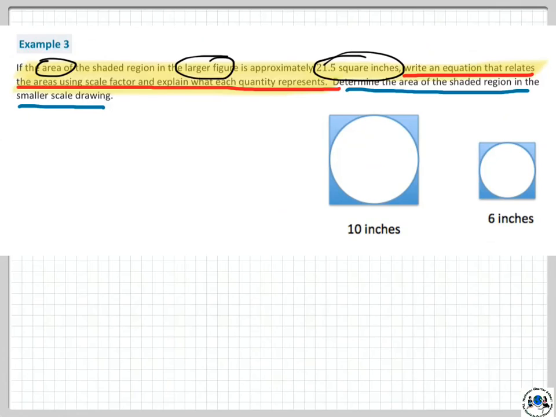And again, persevering, looking at a problem that may not seem very clear at the beginning, but persevering and figuring it out. All right, so go ahead and give it a whirl.